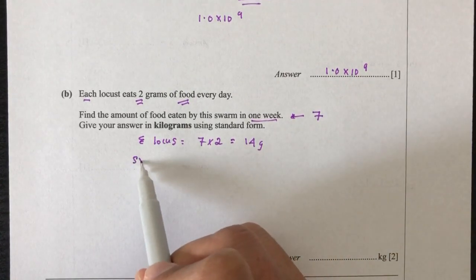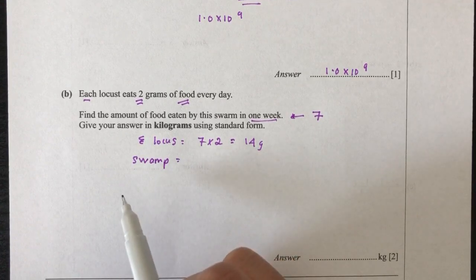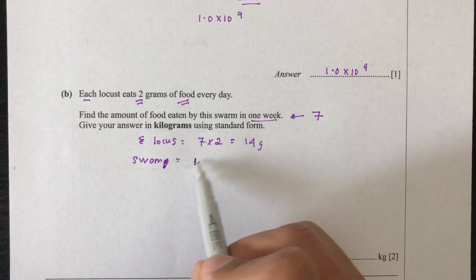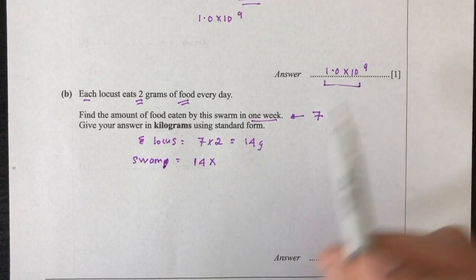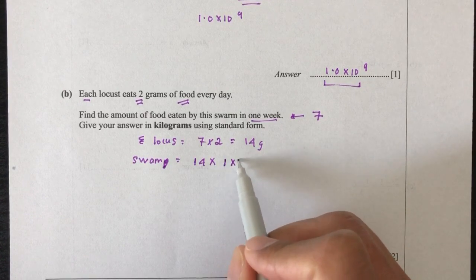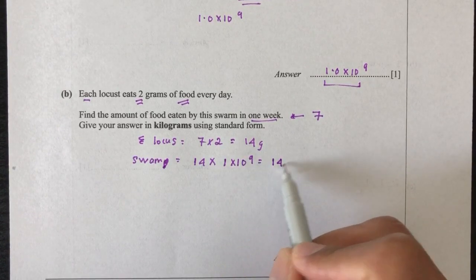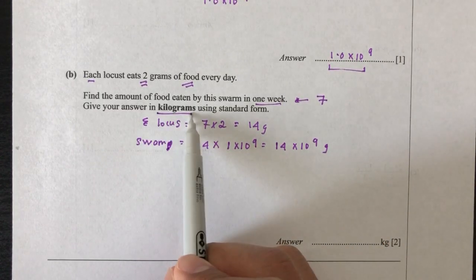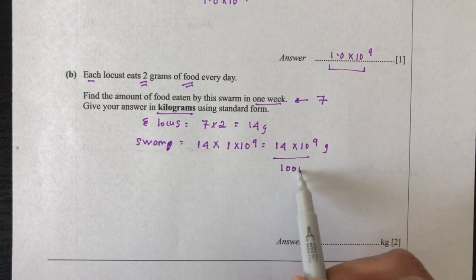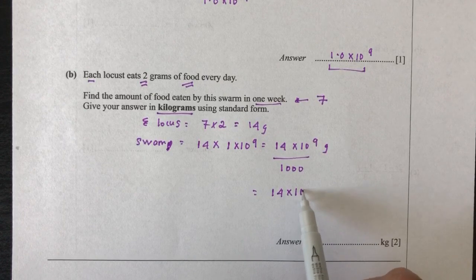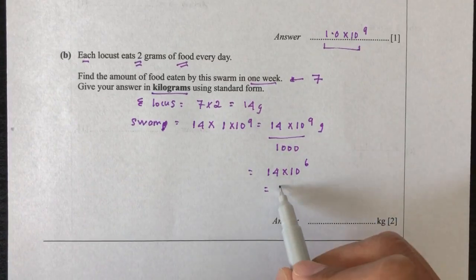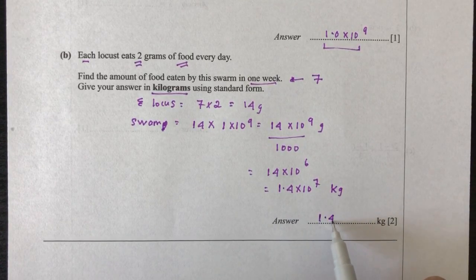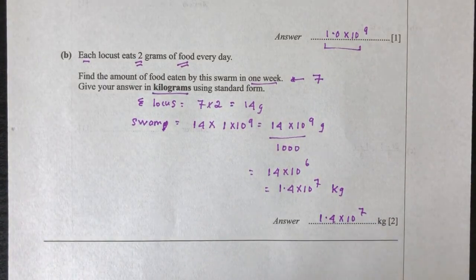Now, how much does a swarm eat? The swarm eats for this week 14 times 1 billion. So they will eat 14 billion grams of food every week. Now you have to find your answer in kilograms, so divide by 1000. So that will be 14 times 10 power 6. Answer needs to be in standard form. That will be 1.4 times 10 power 7 kg. And this will be your answer for part B.